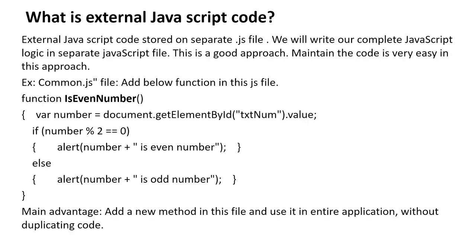What is external JavaScript code? External JavaScript code is stored in a separate JS file. We write our complete JavaScript logic in a separate JavaScript file. This is a good approach. Maintaining the code is very easy in this approach. Suppose we use 1000 HTML pages and we write our logic in a single file, and we implement this single logic in the entire application using this external JavaScript reference.